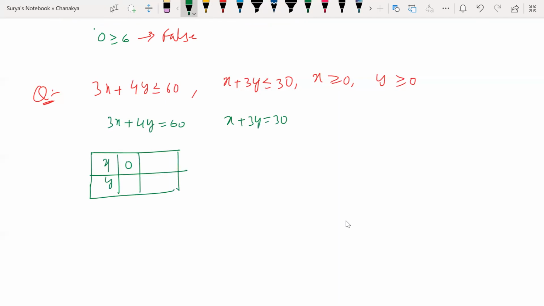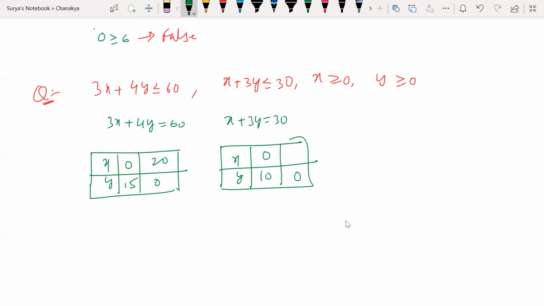If x is equal to 0, what is the y value? 15. If y is 0, what is the x value? 20. So here, look at this for this one. What the box is going to be? If x is 0, what is the y value? 10. If y is 0, what is the x value? 30.